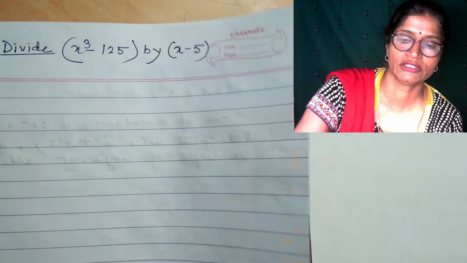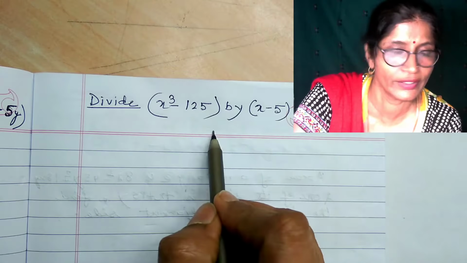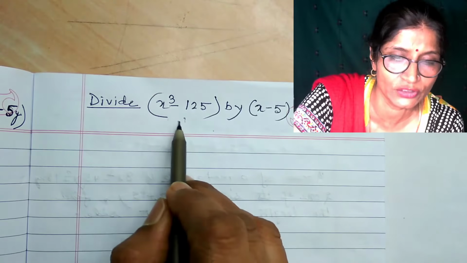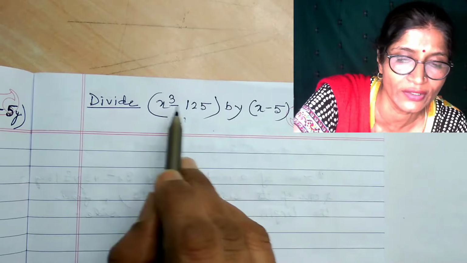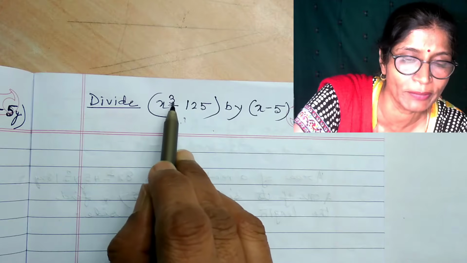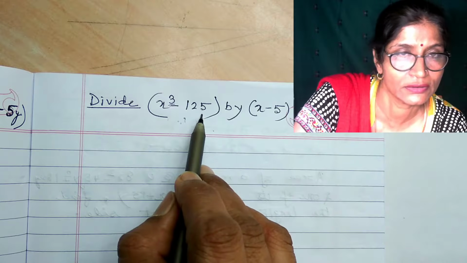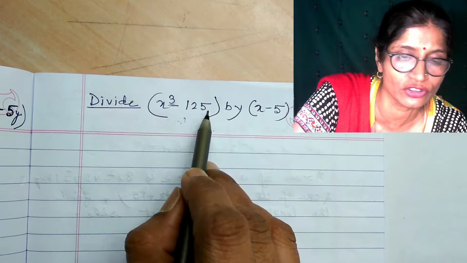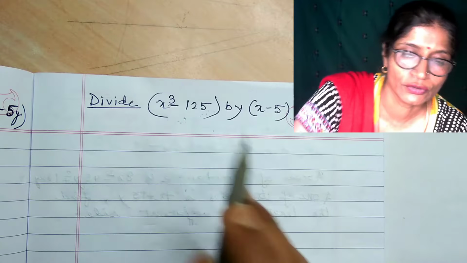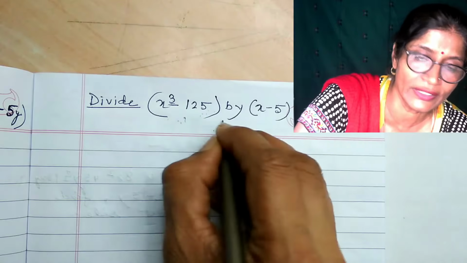Next, this is the last sum I will do for you, division. Why am I doing this one? Can you see here in descending order, the power here is x to the power 3 and here the power is x to the power 0. Nothing means x to the power 0 is 1. So when you divide, both are in descending order.